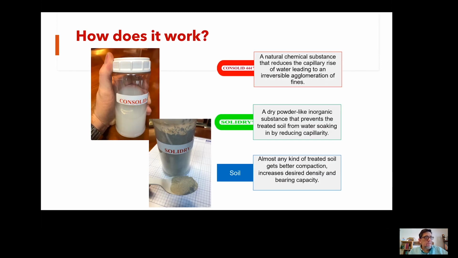So what is this material? Well, Consolid nanotechnology is a two-part chemical that is mixed in with the in situ or imported soil and/or aggregate. It consists of this liquid polymer that you see over here called Consolid 444 and this powder that looks a lot like cement, but it's not, and the powder is called Solid Dry. These two materials are mixed in with the soil.